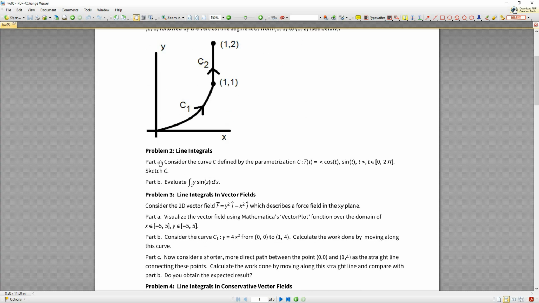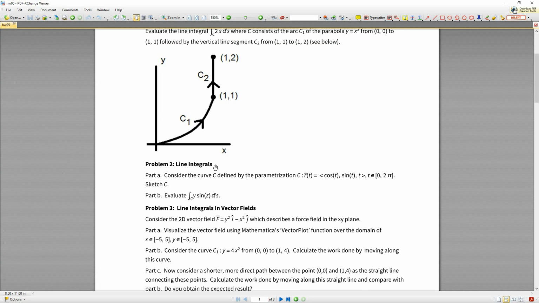The second one is, okay, now let's go ahead and look at a slightly more in-depth or complicated parameterization. But again, this is effectively similar to the first problem, except now you're just going to have to visualize what this curve C looks like.